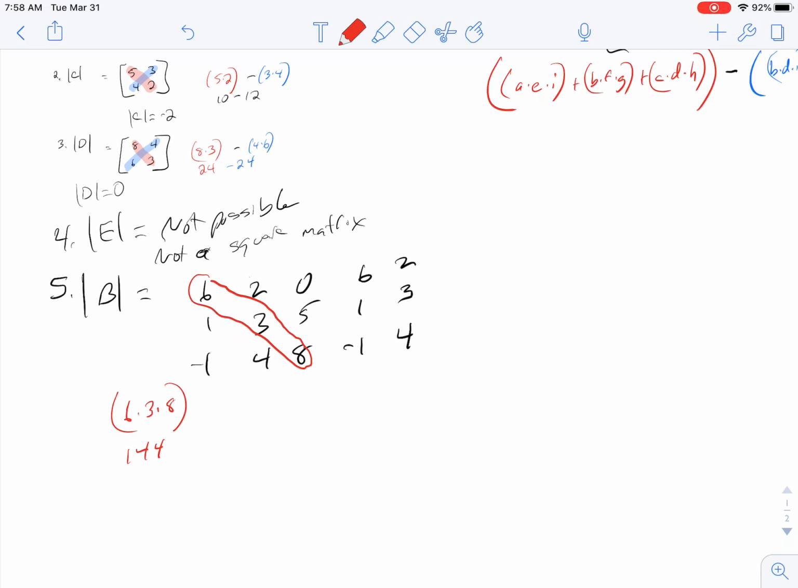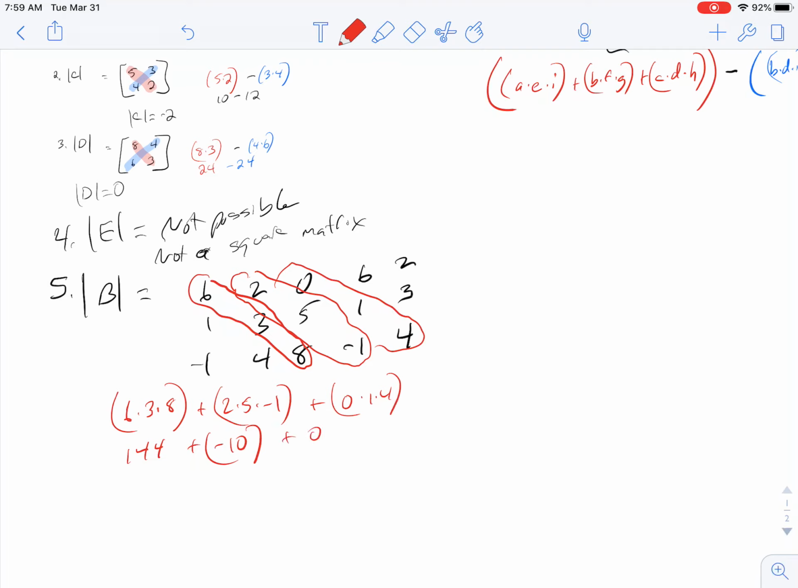Then we go ahead and do the one right next to it. 2 times 5 times negative 1. That's going to give us a negative 10. 0 times 1 times 4. That's going to give us 0. So when it's all said and done, the first diagonal gives us a product of 144. The second one gives us a product of negative 10. The third one gives us a product of 0. When we add all these products together, the sum is 134.